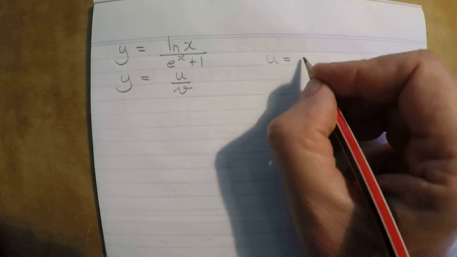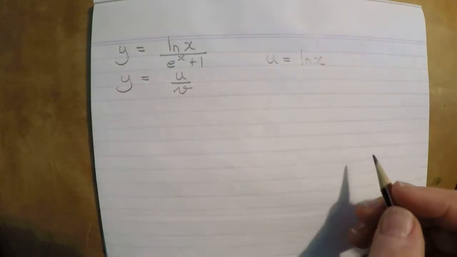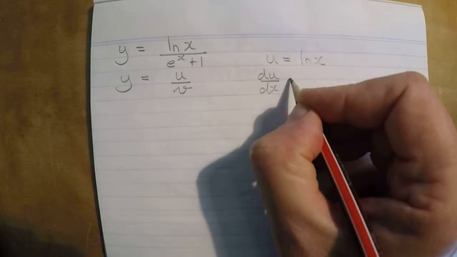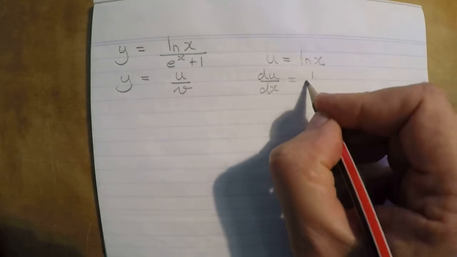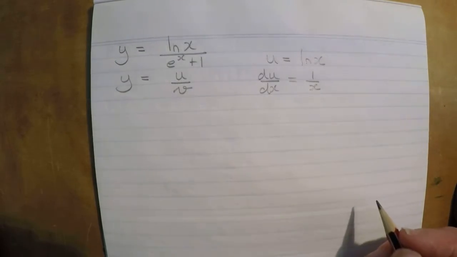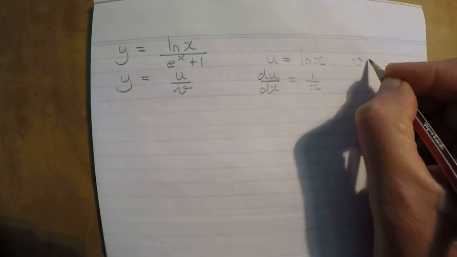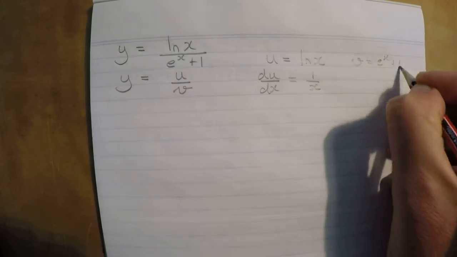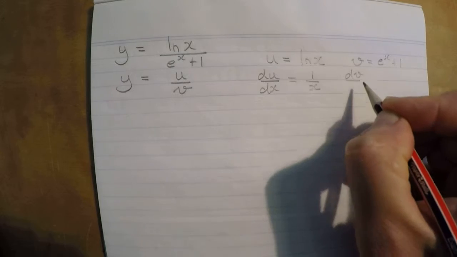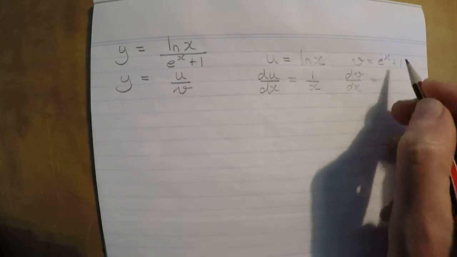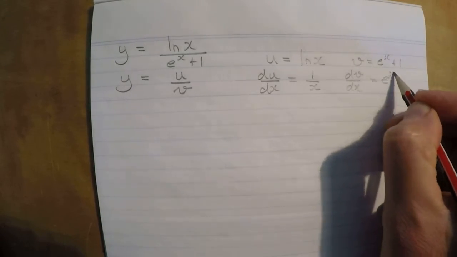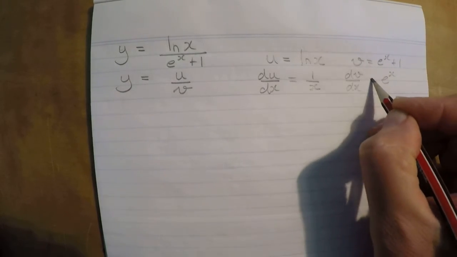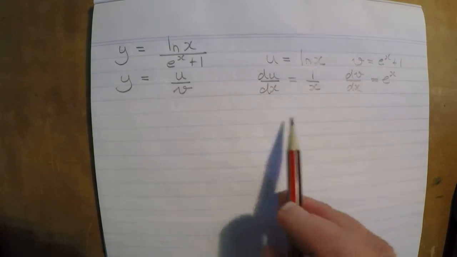where we define u as the natural log of x. Immediately I will find the derivative, du/dx. The derivative of ln x is 1 over x. That's one of our standard rules. v is e to the x plus 1. And again, I'll find the derivative dv/dx immediately. The derivative of e to the x is e to the x plus 0, because the derivative of 1 is 0, so that's nice and easy. We've done all our preliminary steps.